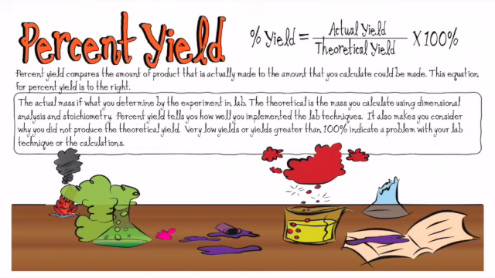Percent yield tells you how well you implemented the lab techniques. It also makes you consider why you did not produce the theoretical yield. Very low yields or yields greater than 100% indicate a problem with your lab technique or the calculations.